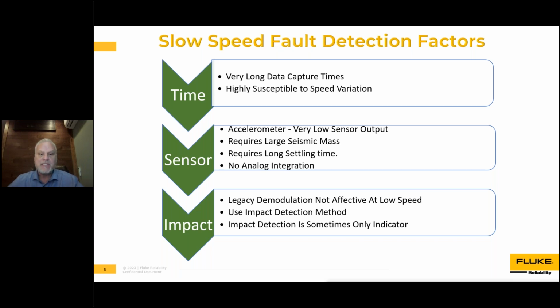And then the last piece, the third leg on that stool, is that we use impact detection. Our algorithm is called impact demodulation, and that's pretty much the bulk of this discussion today is going to be about that.